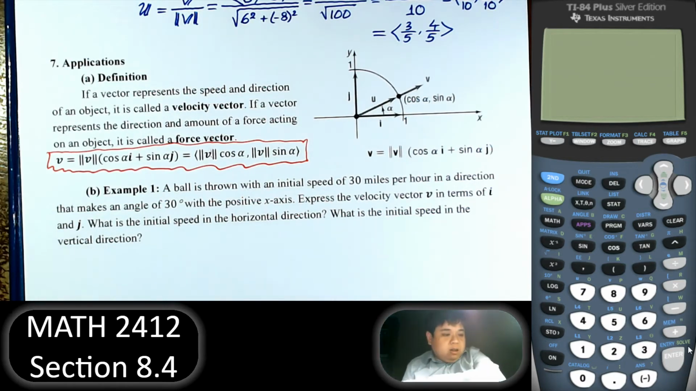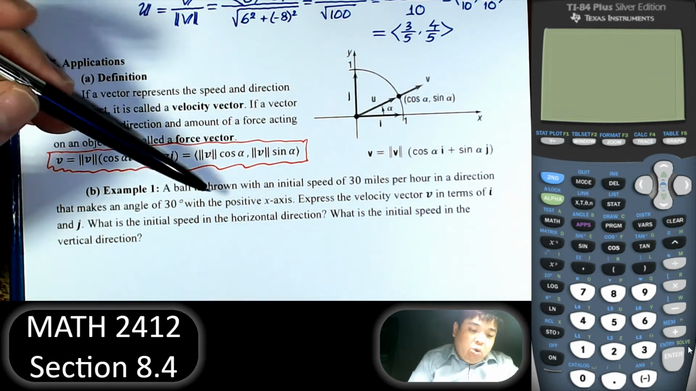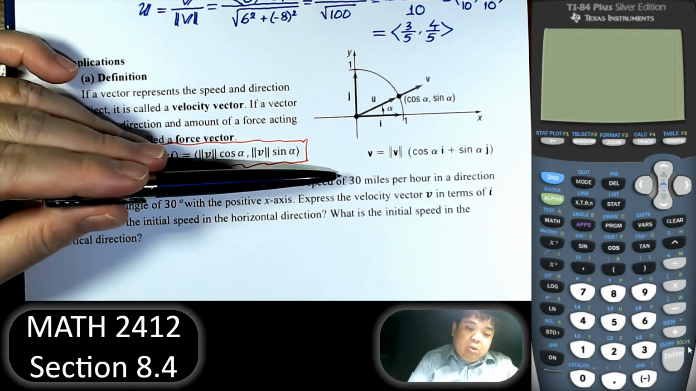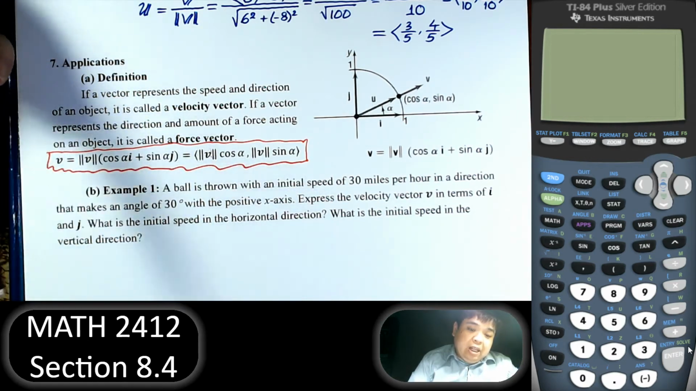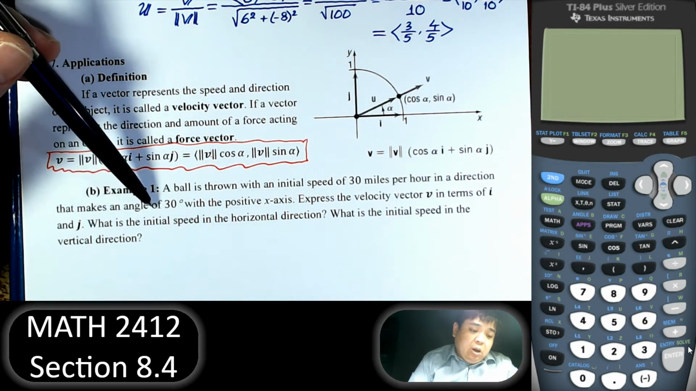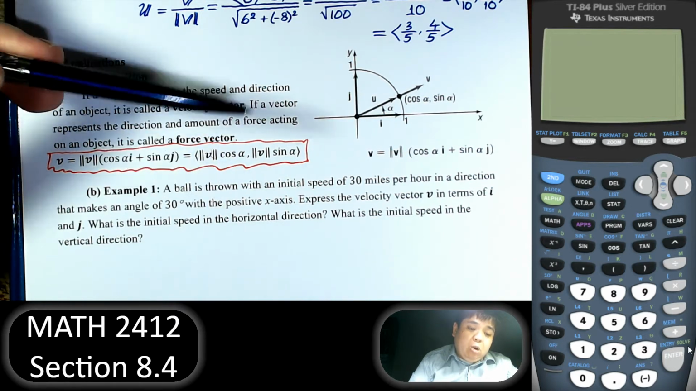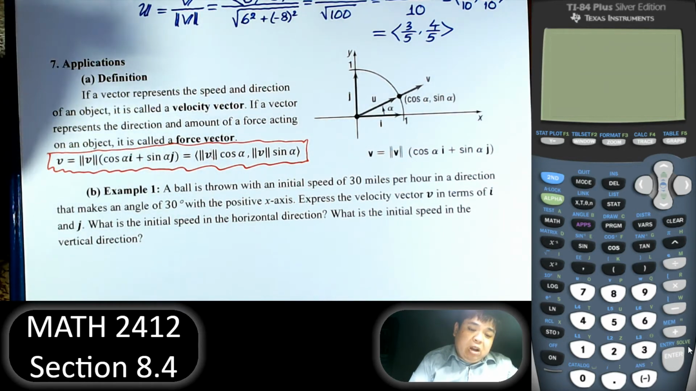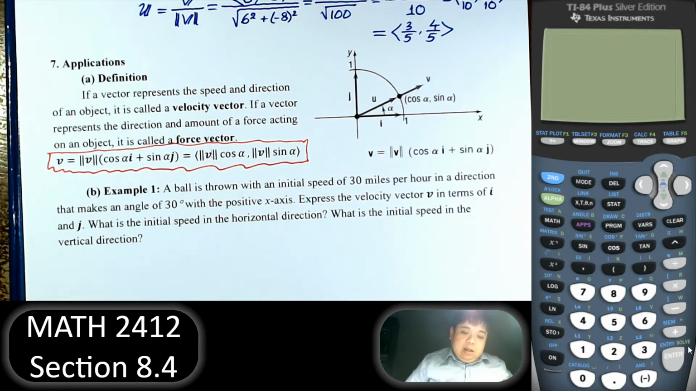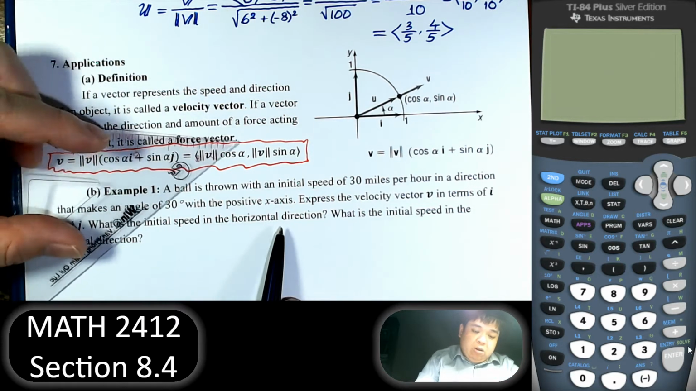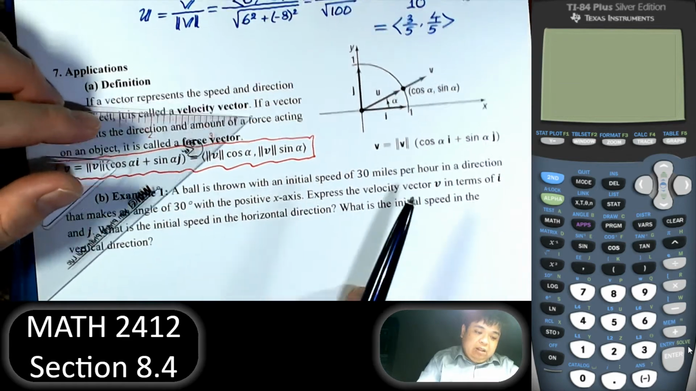Right, let's look at this example. A ball is thrown with an initial speed of 30 miles per hour in the direction that makes 30 degrees with the positive x-axis. Express the vector v in terms of i and j. What is the initial speed in the horizontal direction and in the vertical direction?